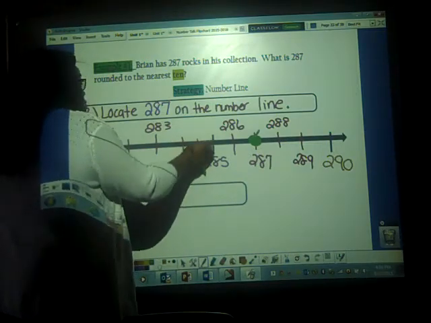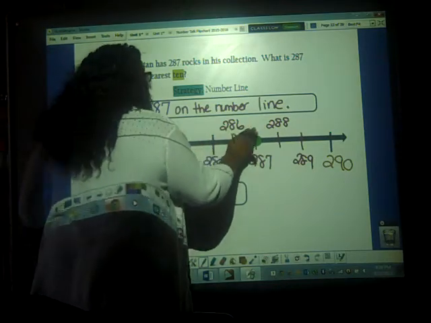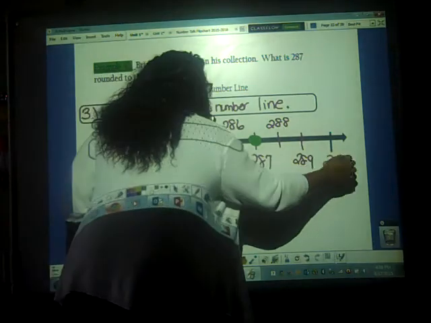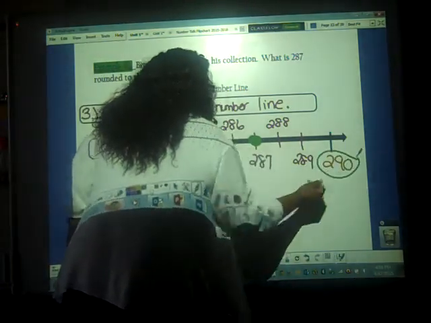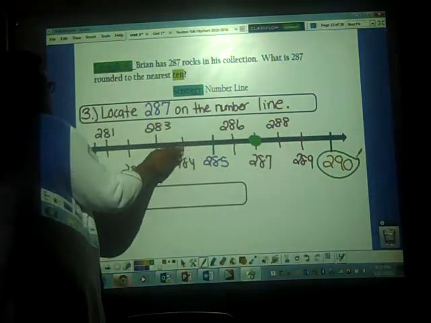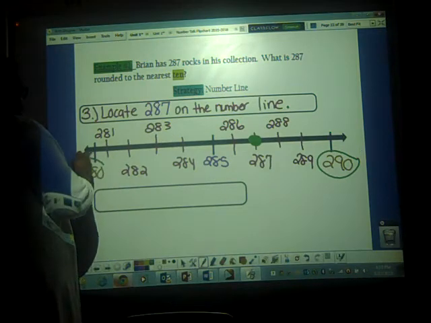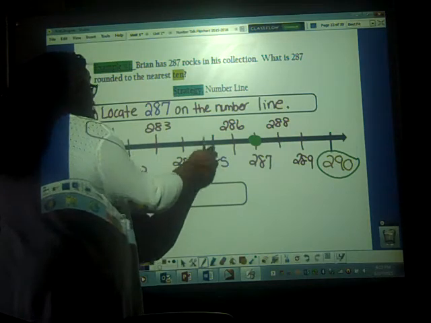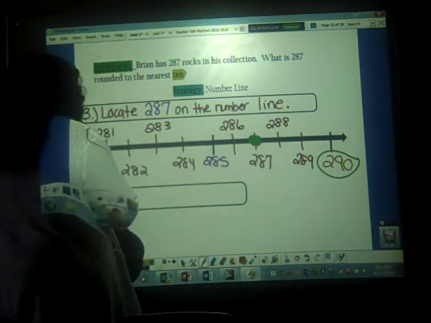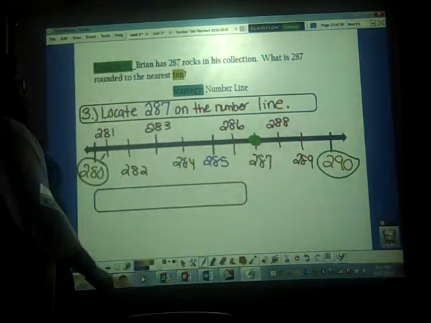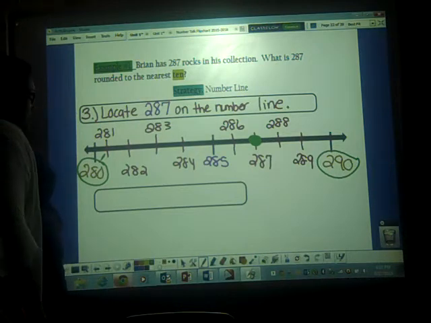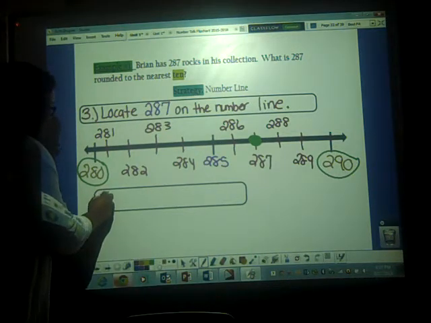So this is our halfway mark. So anything behind our halfway mark is going to be closer to this value. Anything in front of our halfway mark is going to be closer to this value. So we have 285, our halfway mark, between 280 and 290. 287, is it closer to 280 or is it closer to 290? This is what leads to step 4.